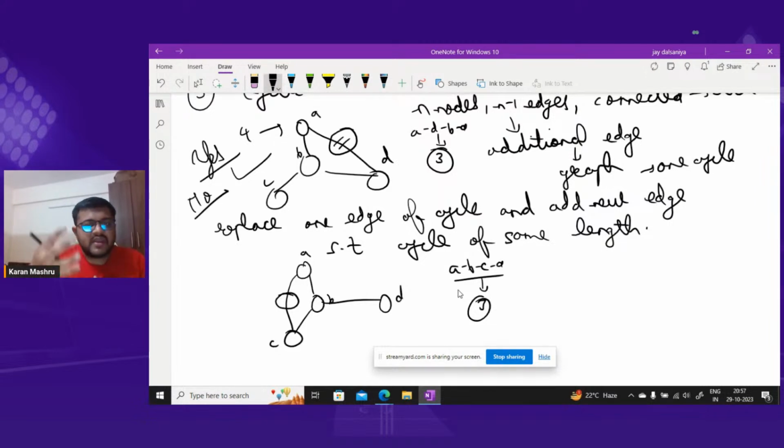So basically, we are given a tree which has n nodes and n minus 1 edges, and one more additional edge is added to it. So we are given a graph which has n nodes, n minus 1 edges, which is connected and which also has one cycle. And we need to tell, can we replace one of the edges of the cycle with an additional edge such that a new cycle of the same length is formed? If yes, we return yes, otherwise we return no. Okay, is the question clear?